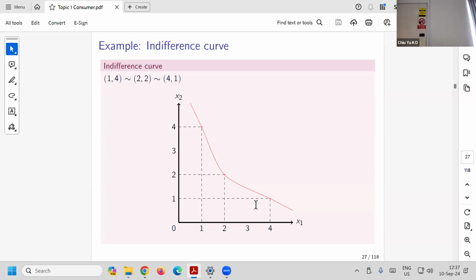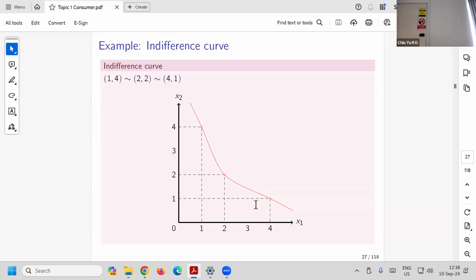This point, 4 and 1, right? And you draw its tangency here. The slope here means the MRS. If every point is different, and you can see that as you consume the standard concave or convex shape, as you consume more of good one, the slope gets flattened, the slope getting less steep. So you are requiring less units of x2 to compensate for the loss of x1, because you have more x1, then you kind of saturated.